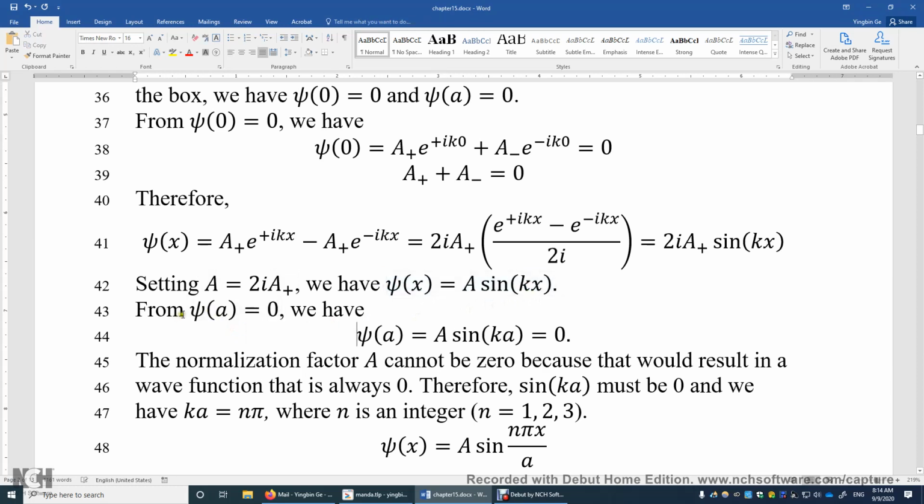Now, the second boundary condition. Psi of a is 0. So we plug in this psi of a is 0 here. So A times sine ka is 0. We have this equation. Now let's analyze this equation.